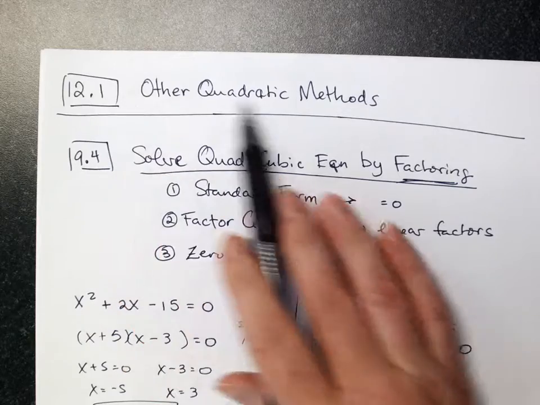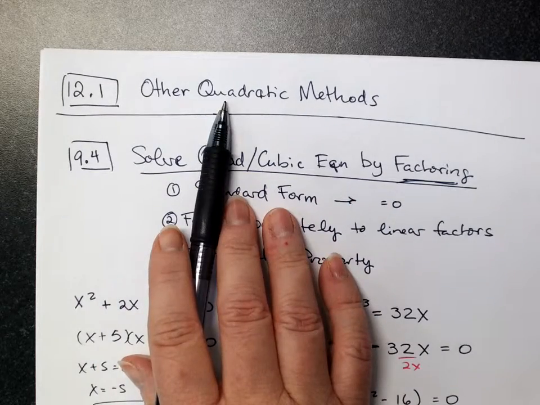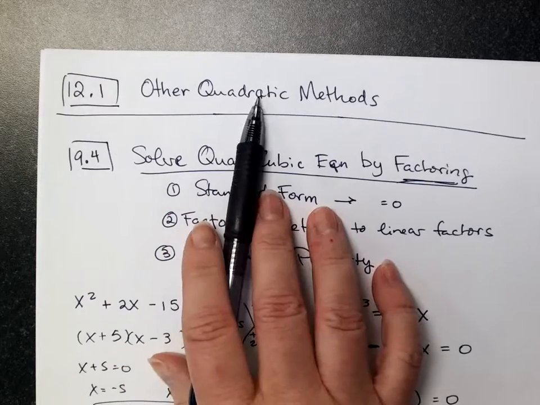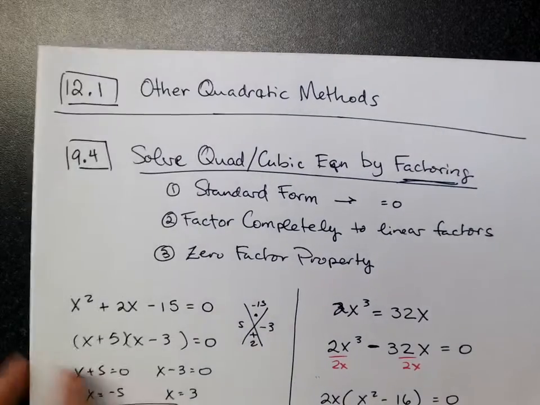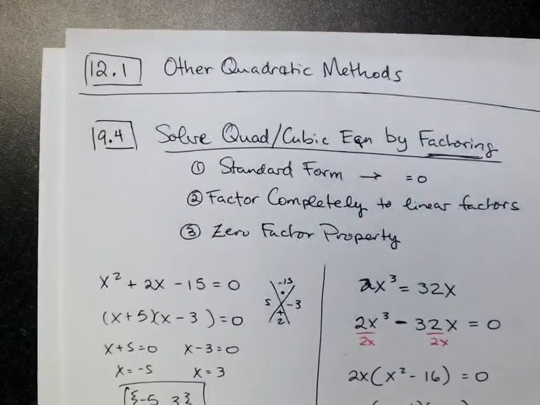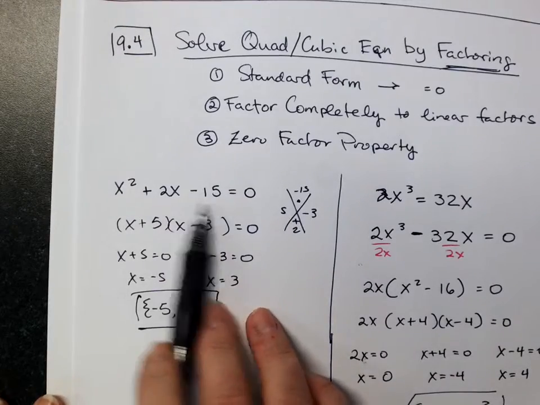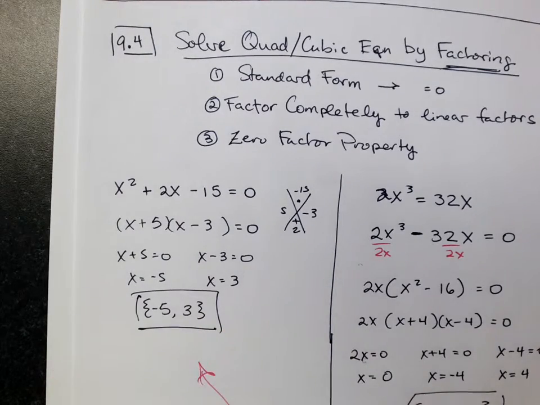Now let's get to 12.1, other quadratic methods. There's 3 other basic methods that we use, and we use them whenever we can't factor, or if we can factor, but the factoring is ugly. The other methods we can use even if we could factor, but a lot of times factoring is the most efficient choice. That is, it's already in standard form and it's super easy to factor. So why make another mess of it?